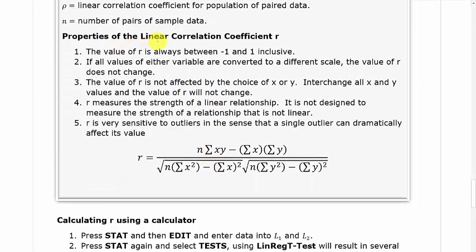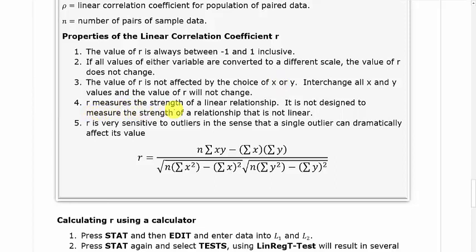The properties of the linear correlation coefficient are: the value of R is always between negative 1 and 1, including negative 1 and 1. If all values of either variable are converted to a different scale, the value of R does not change. So we could change from inches to feet, and it won't change what R is. The value of R is not affected by the choice of X or Y, so we could interchange them.